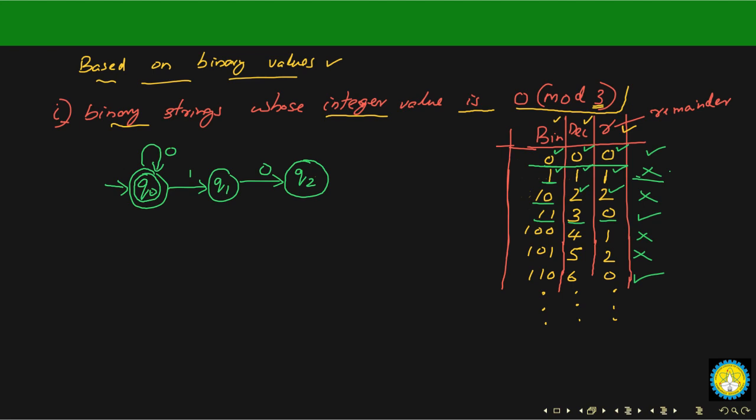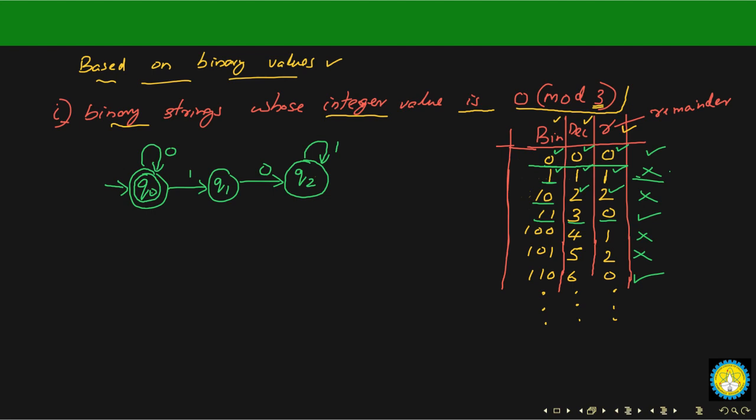Or let's look at what is happening when you're having 1 0 1. If you're having a 1 0 1, it should not be accepted, right? So it should be at Q2 itself, because I'm not making Q2 an accepting state.